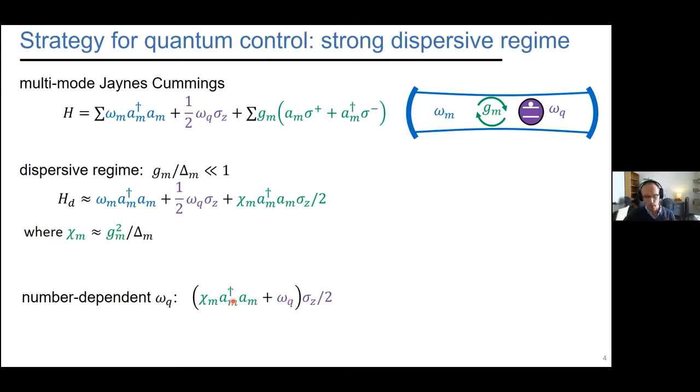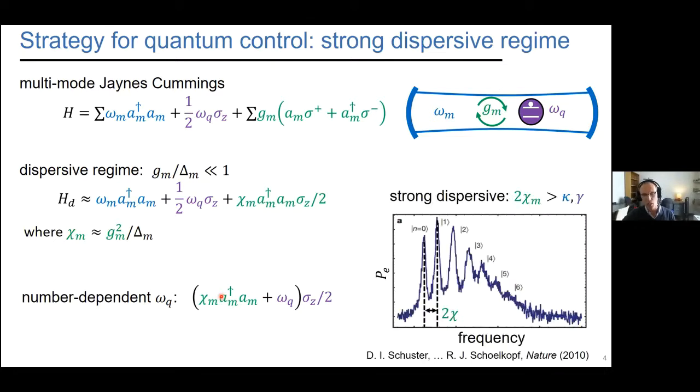number-dependent shift. So if you have a coherent state in your harmonic oscillator mode, then your qubit spectrum will split into different peaks, each corresponding to a different number of excitations, with the weight of the number distribution associated with the heights of the peaks. And the splitting happens when you reach the strong dispersive regime, where this interaction strength exceeds your dissipation rates, kappa and gamma, of the cavity and the qubit.